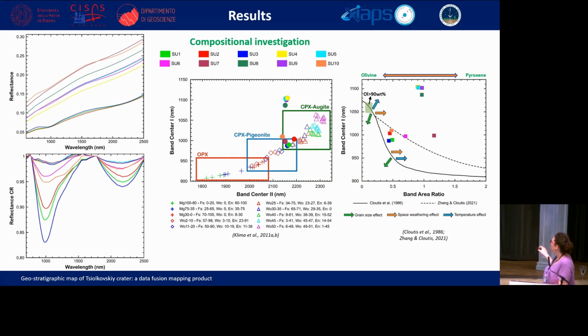Then we have spectral units 6 and 10, so magenta and maroon units, that present an increase of the band area ratio, indicating a strong contribution of opaque mineralogical phases and glasses.